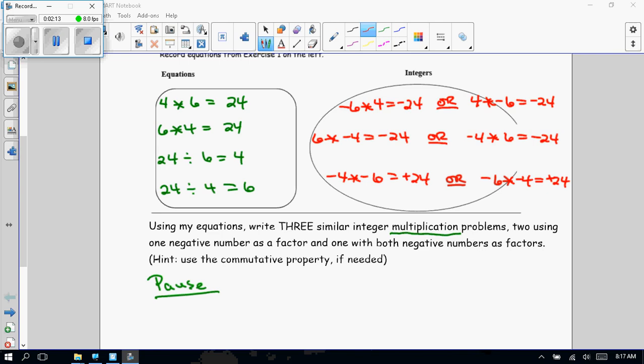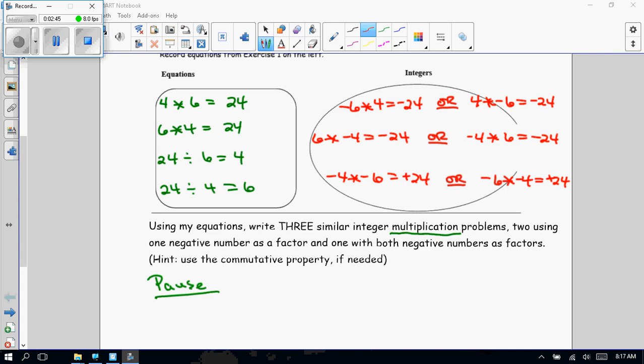Okay, so there are mine. I actually have 6 there, but you only need to give me 3. So my first one is negative 6 times a positive 4 gives me negative 24. Or 4 times negative 6 is negative 24, just depending on if you wanted to put the positive 4 first or the negative 6 first. It really didn't matter. My second one, I did change it. It's a positive 6 and a negative 4, right? Then I get negative 24. Again, I could have had the negative 4 first and the positive 6 second, and I still get negative 24.